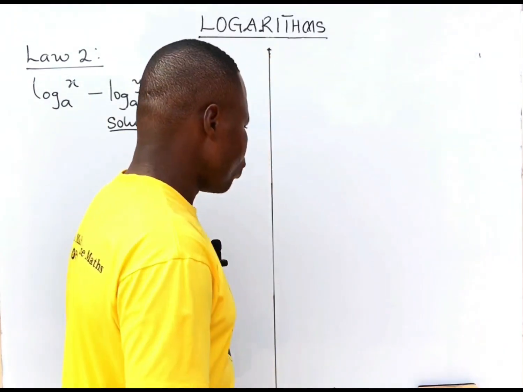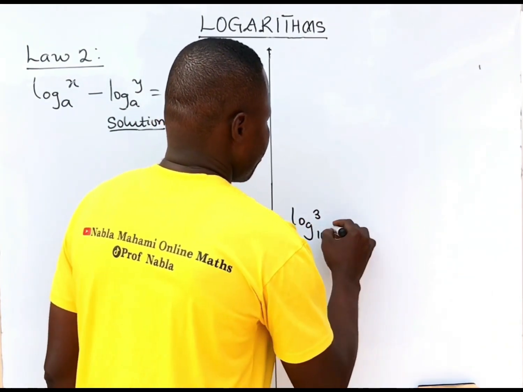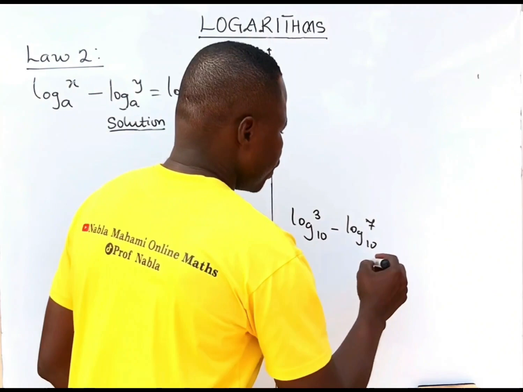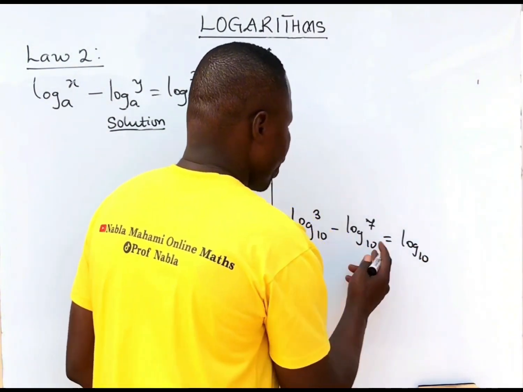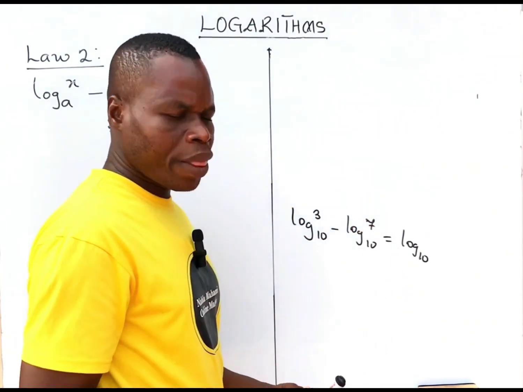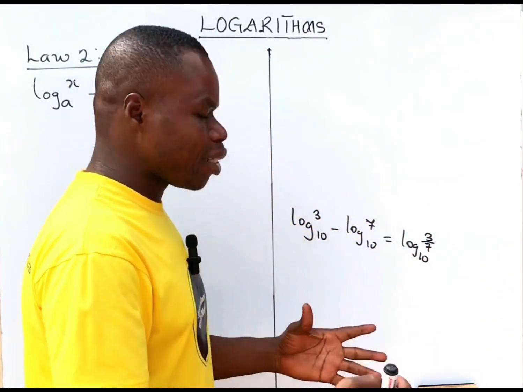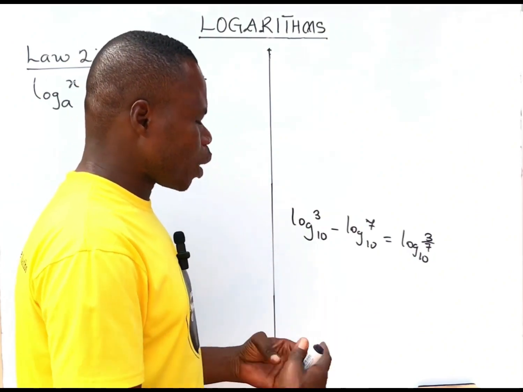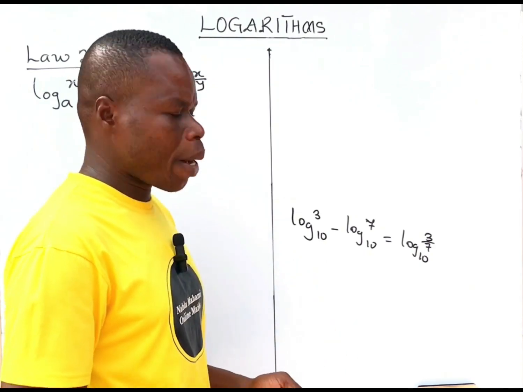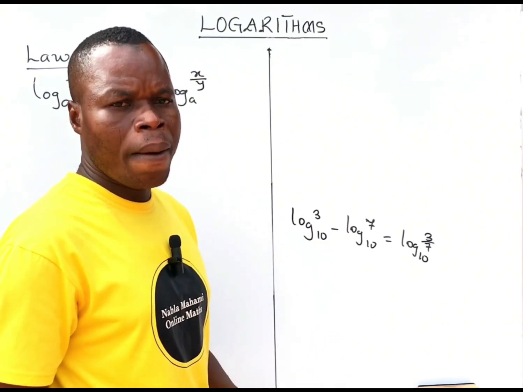For example, if I have log 3 base 10 minus log 7 base 10, then my result will be taking log base 10 because they have a common base, which is 10. Then I'll take the first number and divide by the second number. And this will be 3 over 7. So this law is telling us that anytime you are to subtract two separate logs with a common base, take the first number, divide by the second number, and use one log with that particular base.